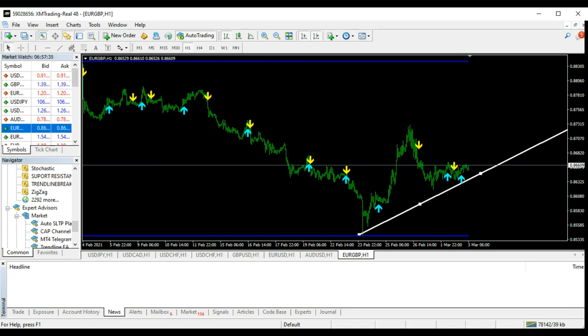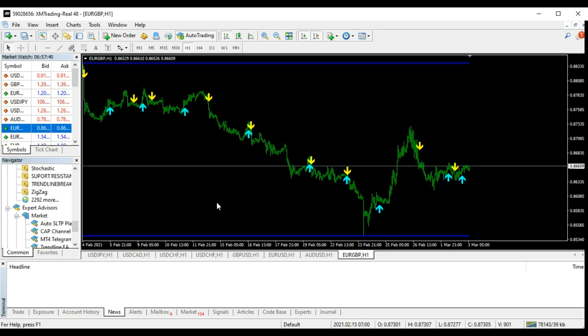Now, this trend line drawing is a strategy for another day. I'm not teaching you how to trade Forex, but I'm teaching you how to set up your chart and the reason why you need to have a very clean chart. Now, this is the support resistance line that I told you. It is the two blue lines and these are the arrows.